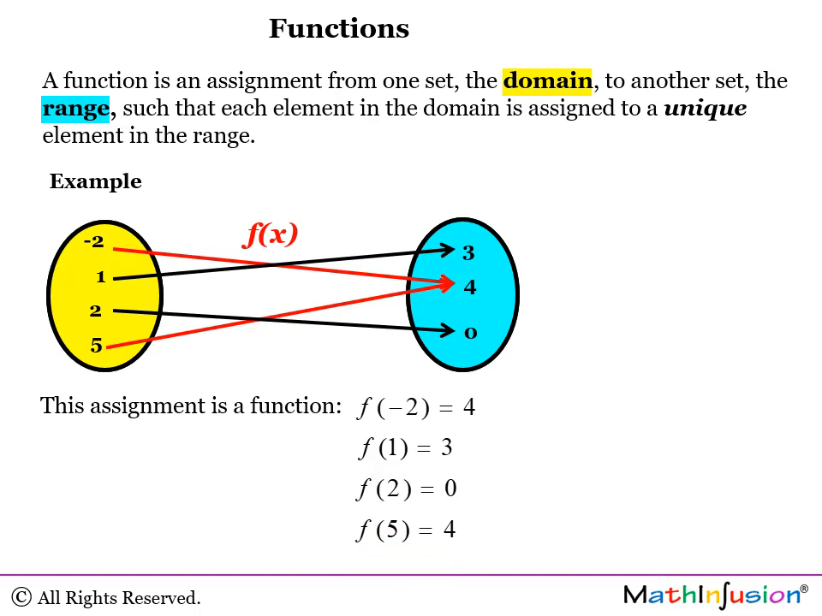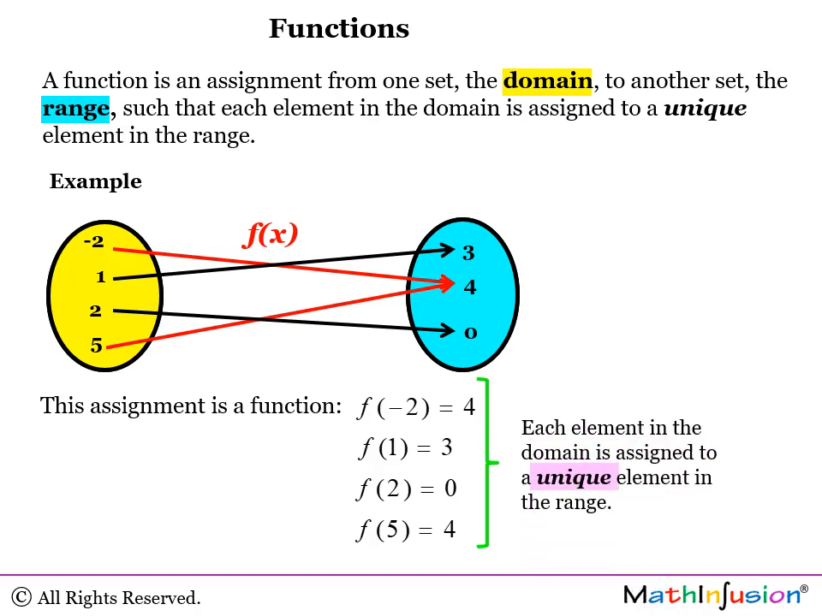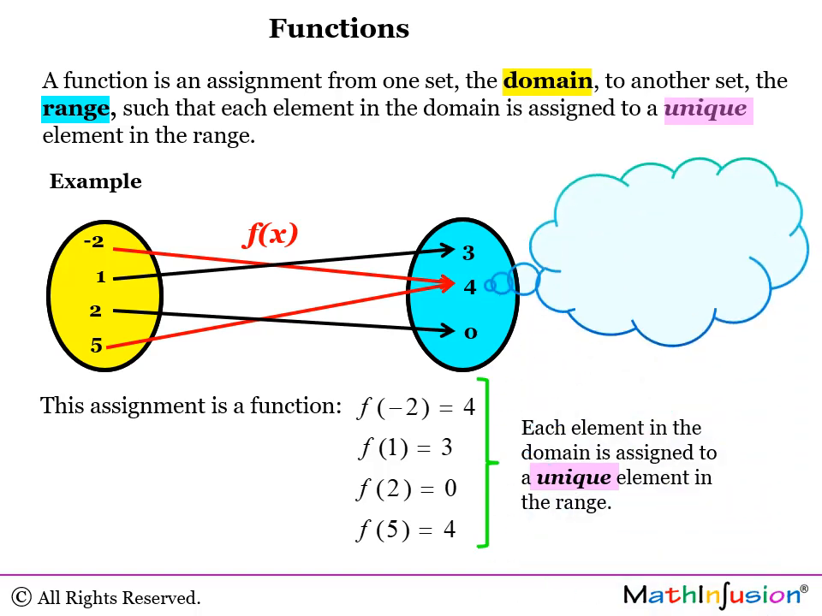We really have this restriction in this assignment, because each element in the domain, -2, 1, 2, and 5, is assigned to a unique element in the range. What about this one? I see that f of -2 equals f of 5 equals 4, but f is still a function, because this does not violate the condition that each element in the domain is assigned to a unique element in the range.